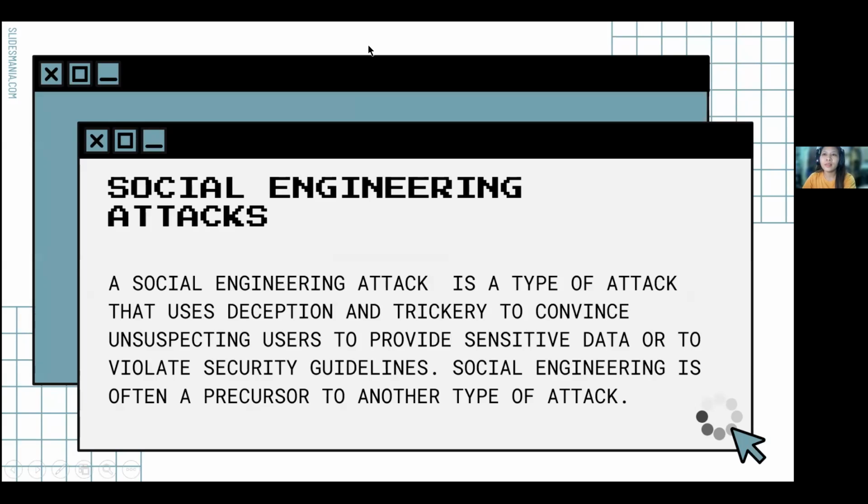Social engineering attacks. A social engineering attack is a type of attack that uses deception and trickery to convince unsuspecting users to provide sensitive data or violate security guidelines. Social engineering is often a precursor to another type of attack.